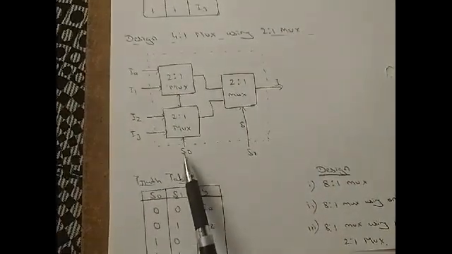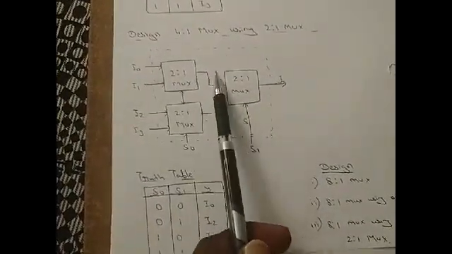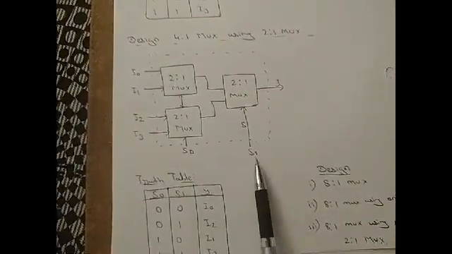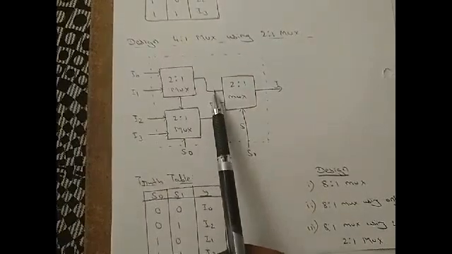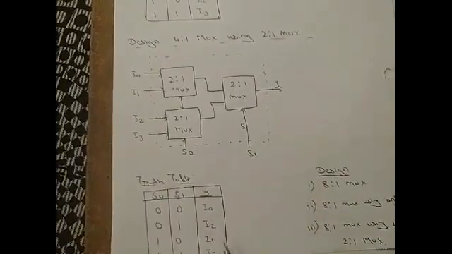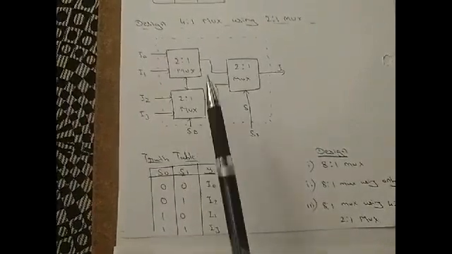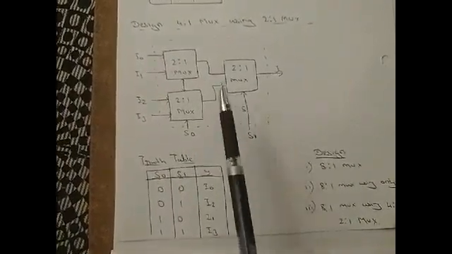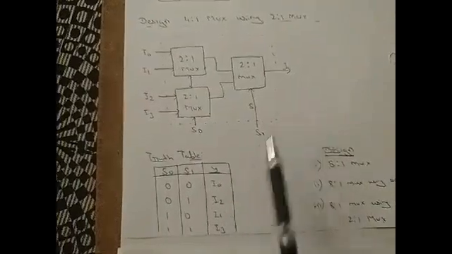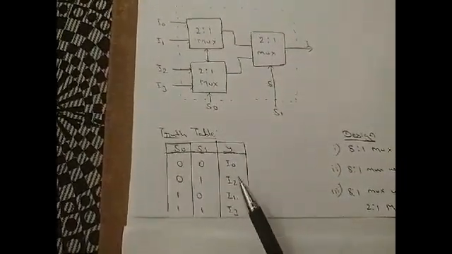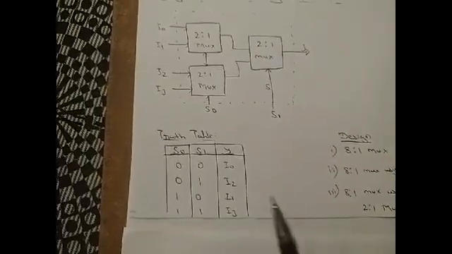Next, when S0 is 1, here it is selected as I1, and in this mux it is selected as I3. So obviously when S1 is 0, the first one is selected as the output, that is your I1. So here it is, and the next one is 1 1. So S1 is 1, I3 is getting here, and S1 is 1, so I3 will be getting as the output. So this is your 4:1 mux using 2:1 mux.